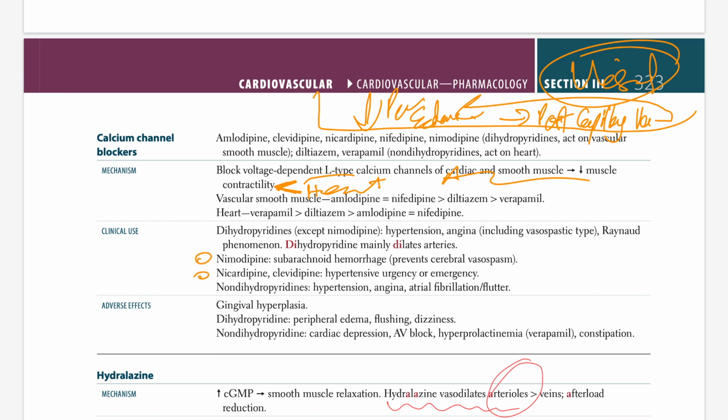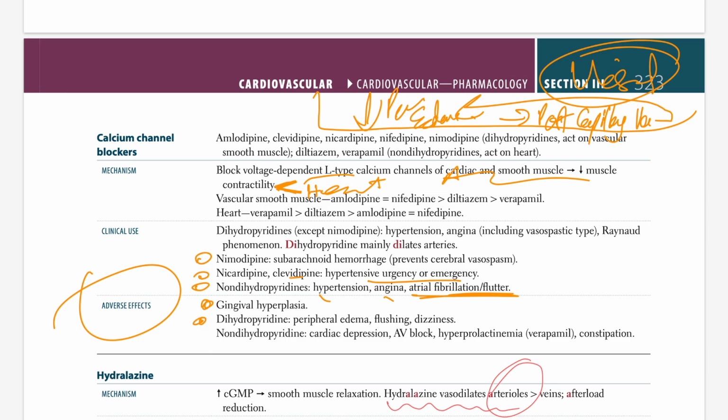Other than that, nicardipine and clevidipine are used in hypertensive urgency or emergency. Non-dihydropyridines are used in hypertension, angina, AFib, and flutter. Okay, adverse effects, high yield. There is gingival hyperplasia.